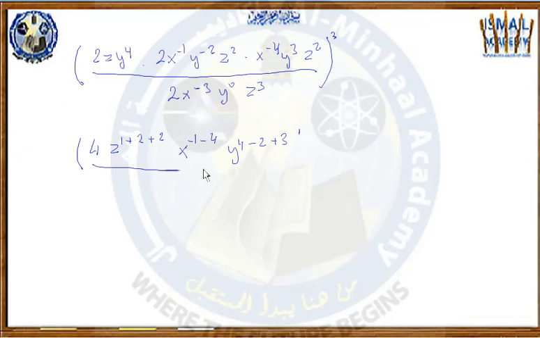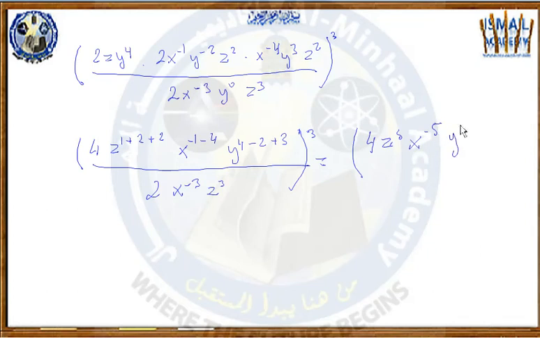The bottom will stay the same: 2x minus 3. Now you have y to the 0, which is 1. So I don't need to keep it. Did you understand now? So it's going to be only z cubed, and the whole thing is cubed. Is that clear, guys? Now I do the calculation here. I'll have 4 z5, x minus 5, and y5.